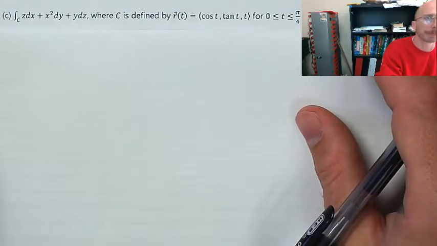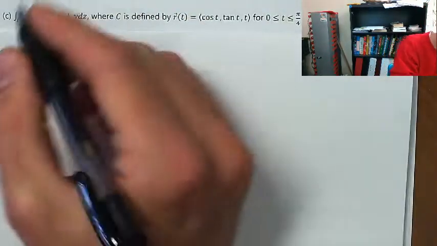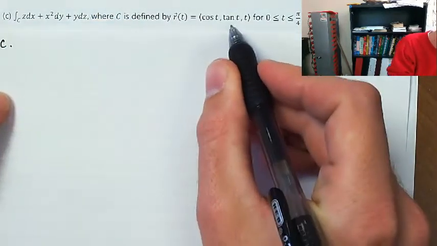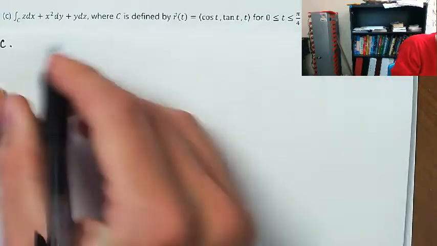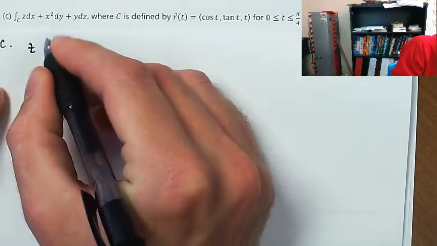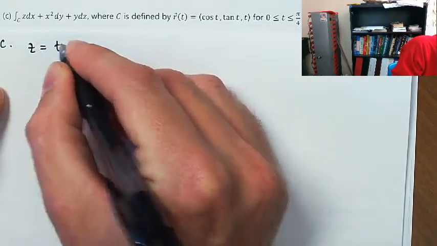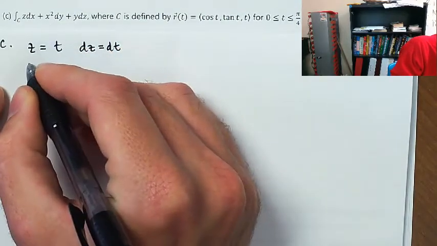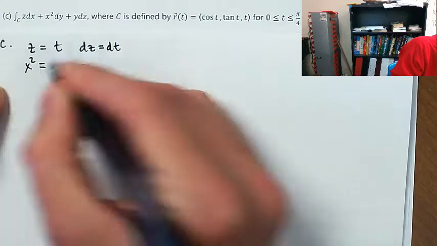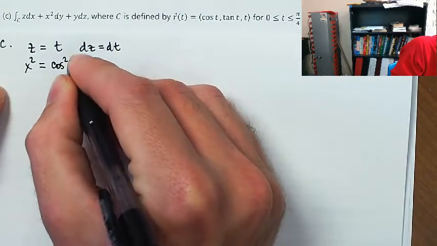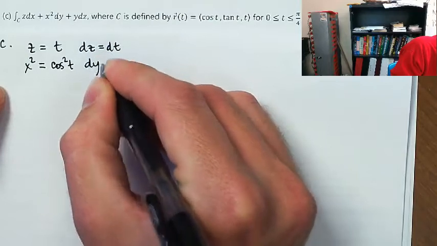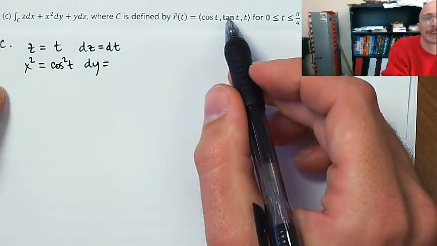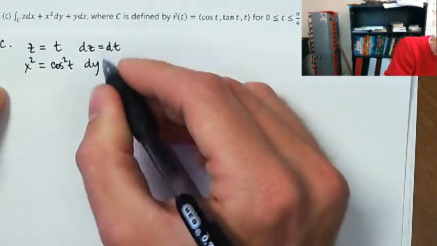All right, part C. This is 3-dimensional, but it's going to be the same process. I'm going to say, all right, so they already defined r of t for me, so I don't need to do that. I need z equals t, so dz equals dt. I'm going to have x squared is going to be cosine squared t. dy is going to be y prime of t dt, secant squared t dt. That's really convenient.